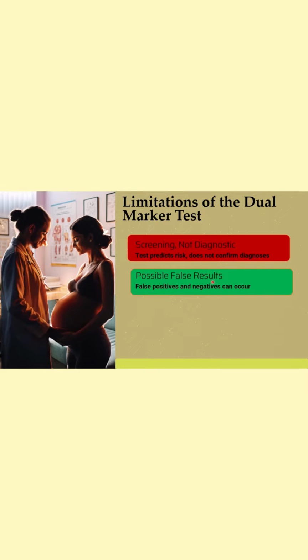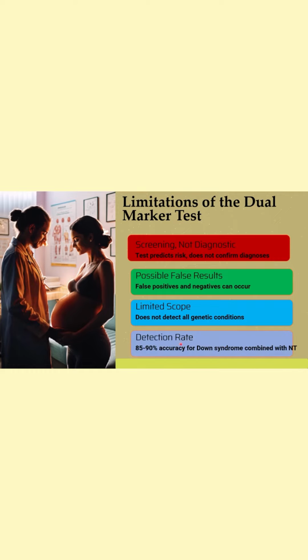Finally, let's discuss the limitations of dual marker test. So first limitation is it is a screening test and not a diagnostic test. It only predicts the risk, does not give a confirmed diagnosis. Second important limitation, sometimes it can give false positive or false negative results. It is having a limited scope, does not detect all the genetic conditions. And finally, the detection rate, or accuracy, is 85 to 90% for Down syndrome if it is combined with nuchal translucency.